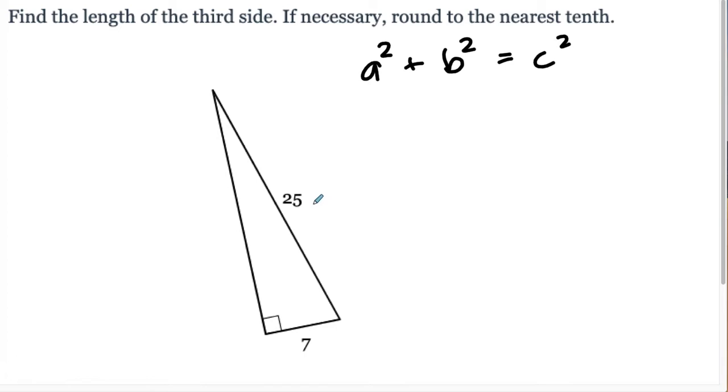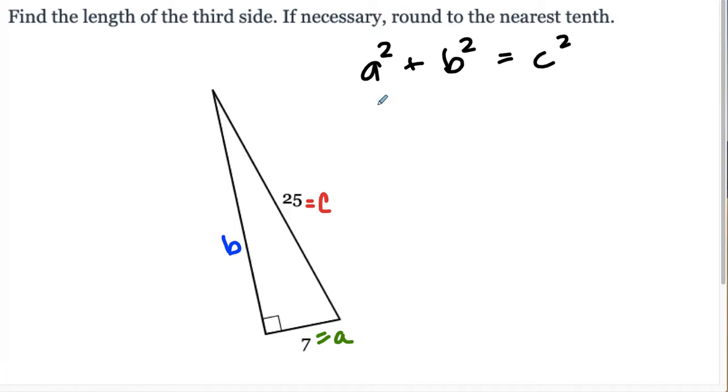25 is your hypotenuse, so I'm going to label it as C. 7 here is one of the sides, so I will say 7 is A. It doesn't matter if you say this is A or this is B, as long as you label one A and the other one B. So this side that's unknown is B. Now I'm going to plug in my numbers.